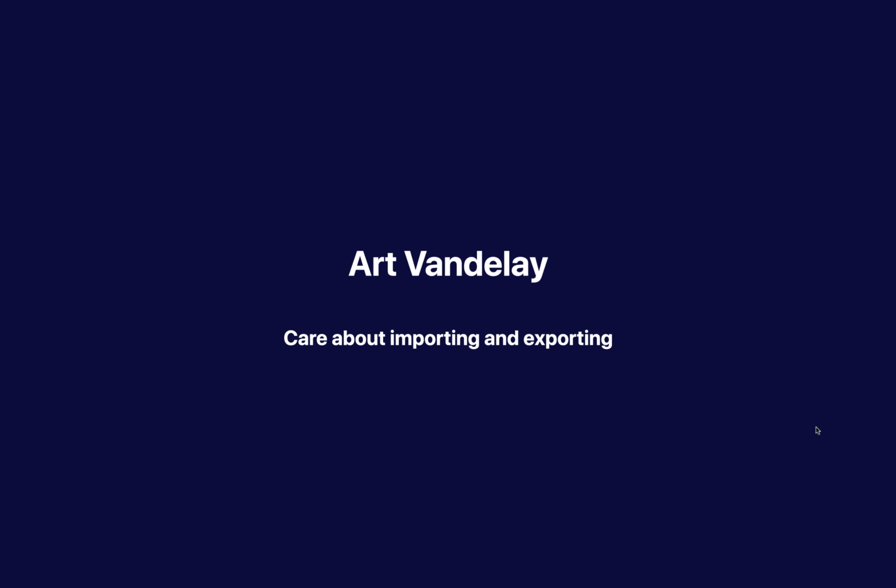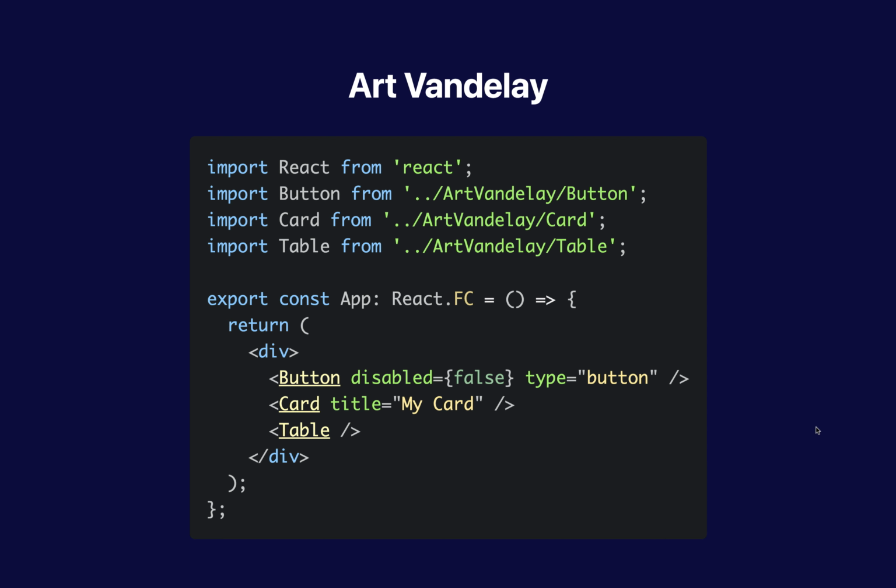Next up, we have Art Vandelay, which is to say you should care about importing and exporting. So I have this example here of what is pretty conventional to see in a React app. We're importing React at the top, obviously, but below that, we're importing some other components from a single directory, and then we're rendering them in the app itself. But as you can see, these three components, button, card, and table, they're all coming from the same place. And so there's a way that we can clean this up and make it a nicer developer experience.